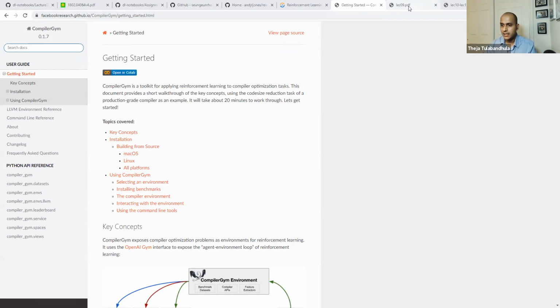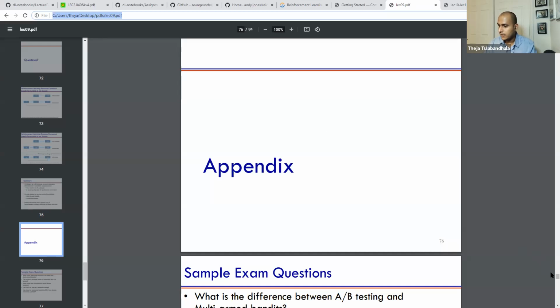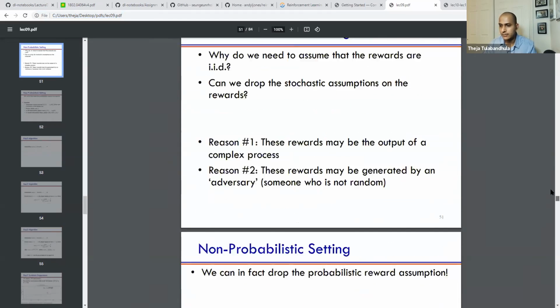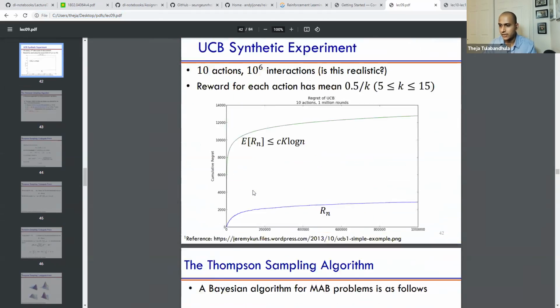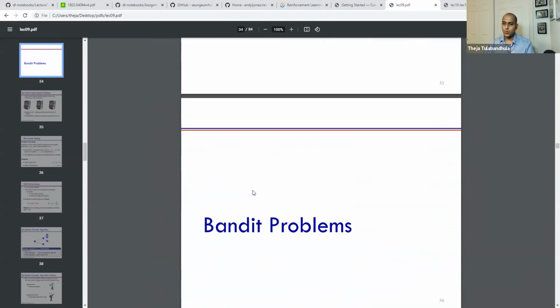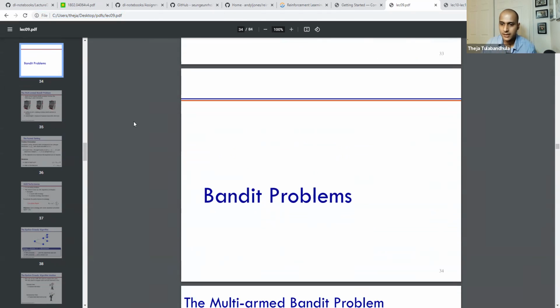So with that, before annotating, let me come back to, sorry, I'm going through a lot of slides here. Let me come back to where we were last time.